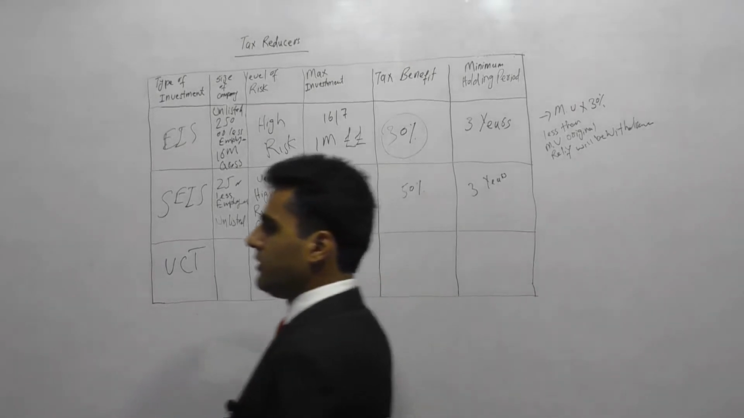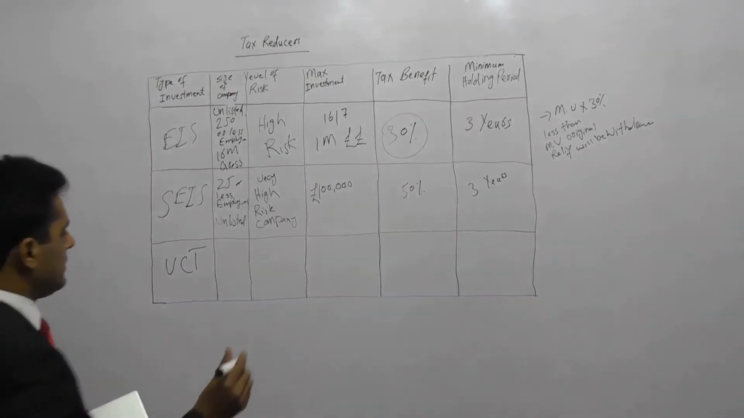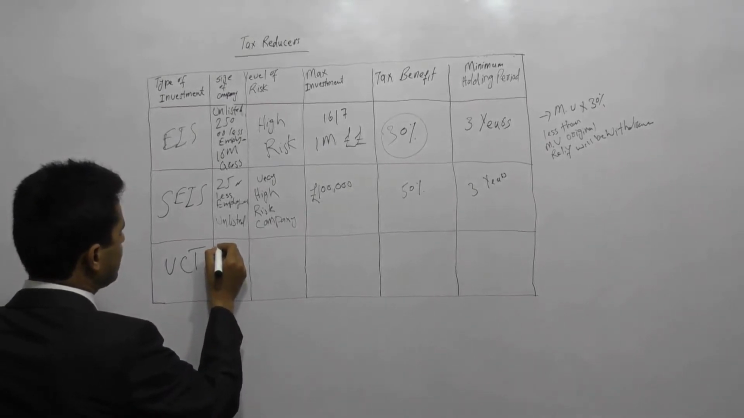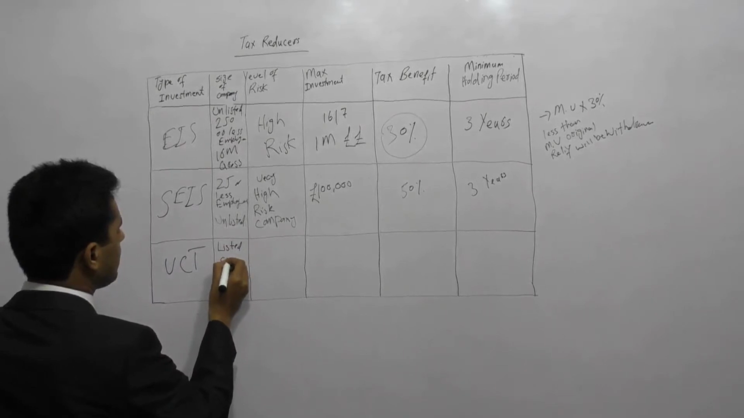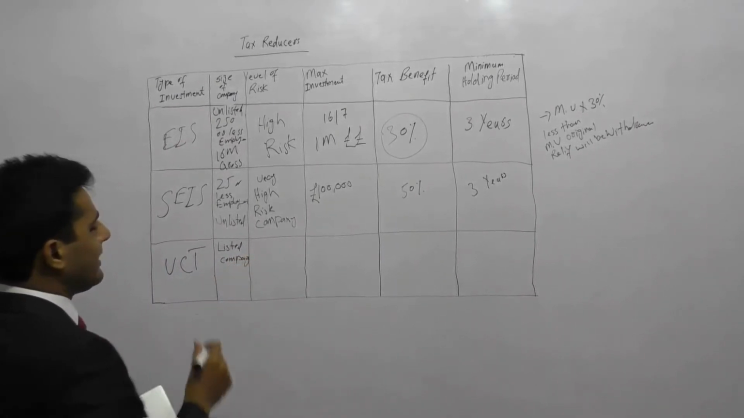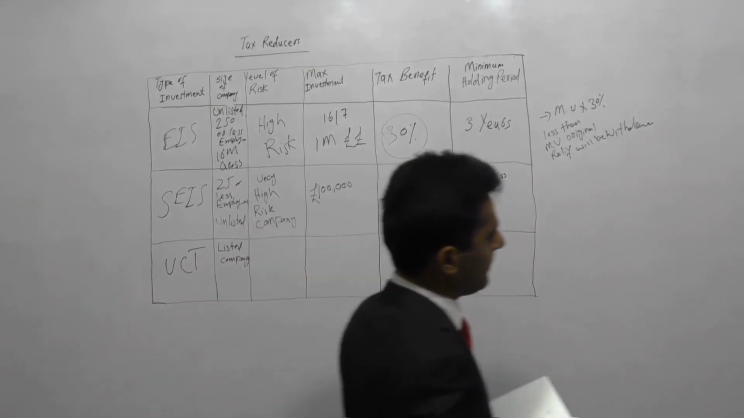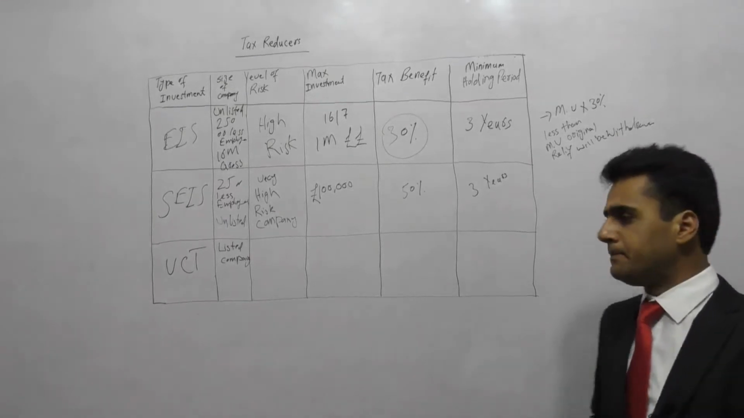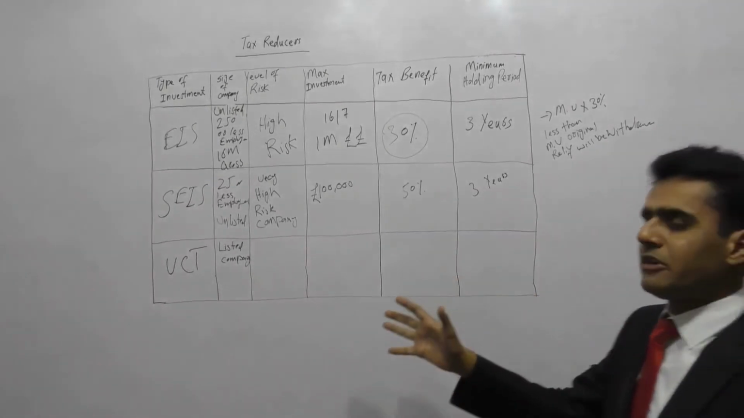The last one is VCT, which is Venture Capital Trust. Now, the different thing is that it is listed. It is a listed company. All right. Now, although it is a listed company.